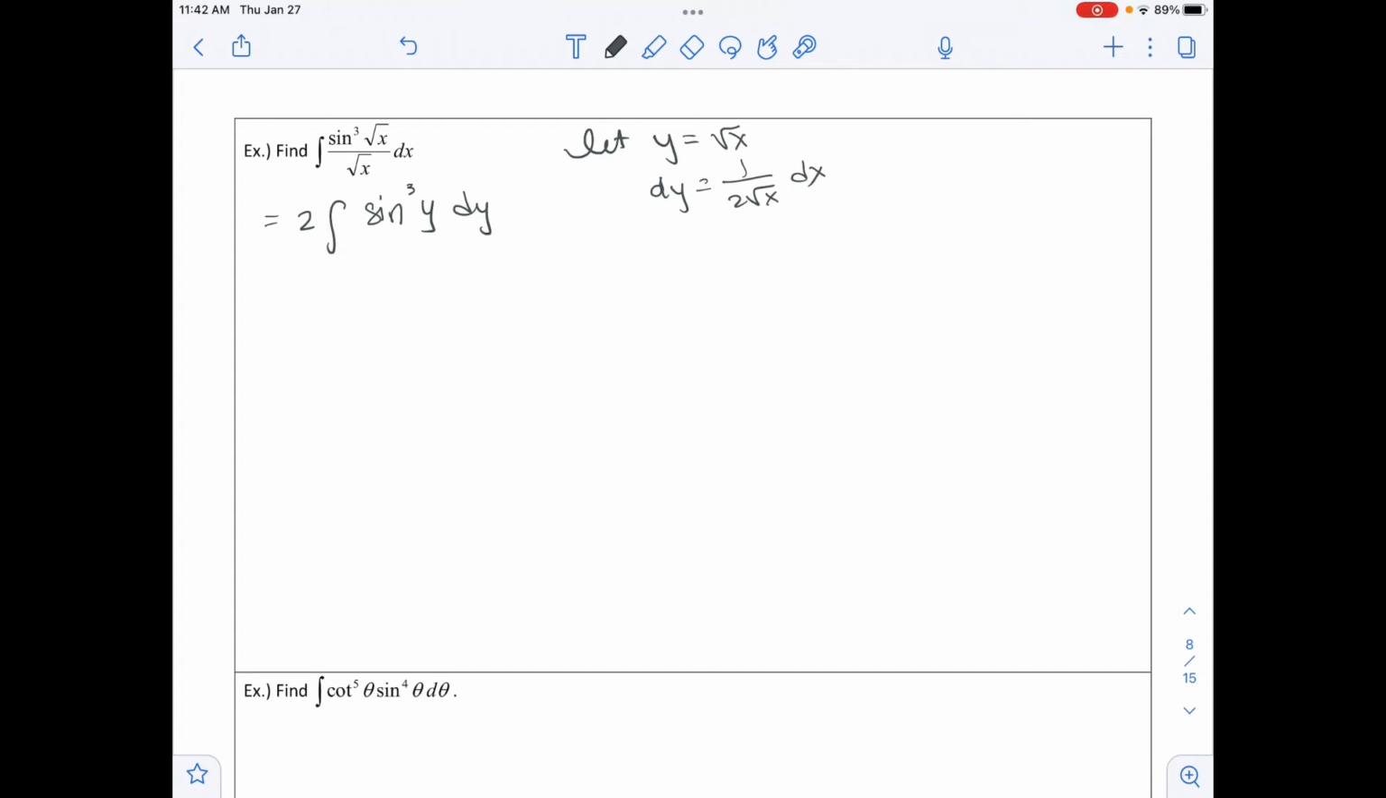And now that I have rewritten this in terms of my angle just being y, it makes all of those properties and identities useful. So from here, it's an odd sine, so I'm able to break off one of these sines and say sine of y times sine squared of y dy. Rewriting the sine squared y in terms of cosine, I'm going to have 2 times the integral of sine y times 1 minus cosine squared y dy.